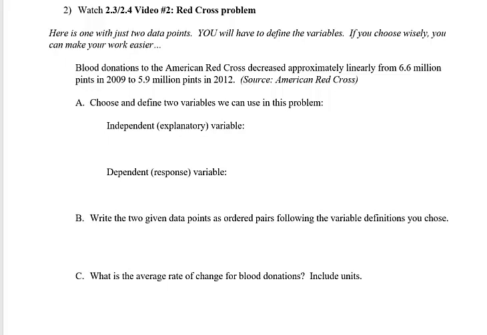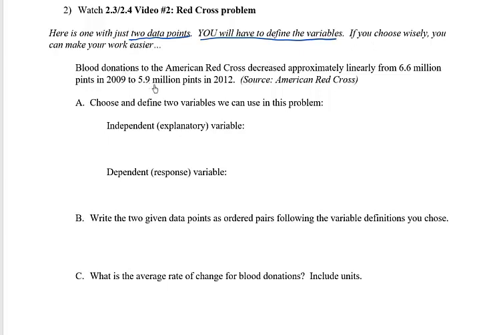This is video number 2 for sections 2.3 and 2.4, the Red Cross problem. This problem is different than the last one in a couple of ways. The first way is we're only going to be given 2 data points. And the second way is we are not given the variable definitions. You are going to have to define the variables. And when you're doing the homework, you'll see all of these different types of problems.